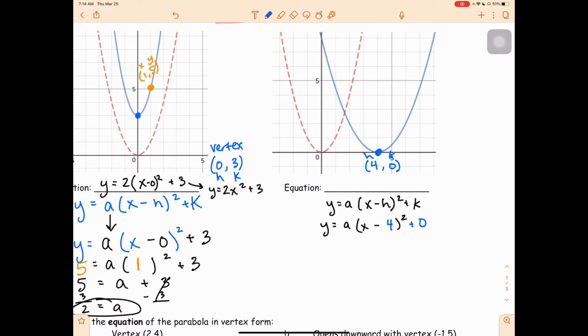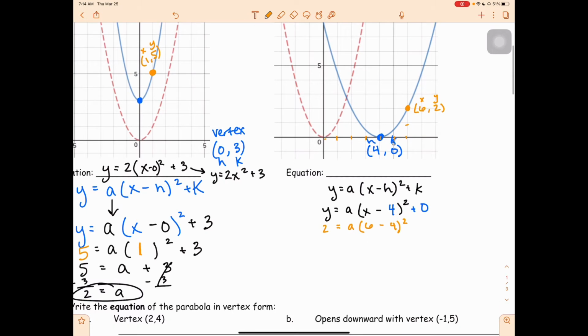Okay. All right, so now what we have to do is solve for a. Okay, so let's find another point on this graph. I see a lattice point right here. So that is 1, 2, 3, 4, 5, 6, and then up 2. So this is the point 6, 2. So now we have an x and a y. Okay, so my y is 2. My x is 6. And then that plus 0, I don't really have to write that, right? The k is just 0.